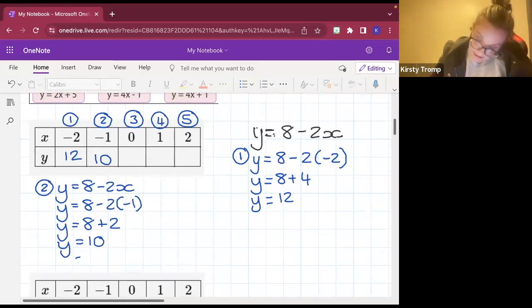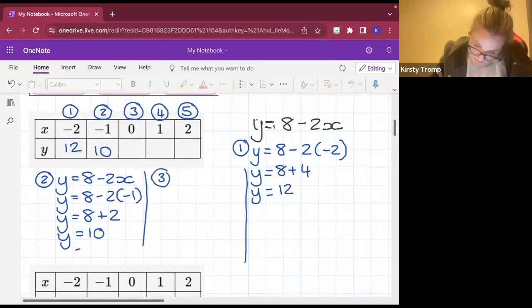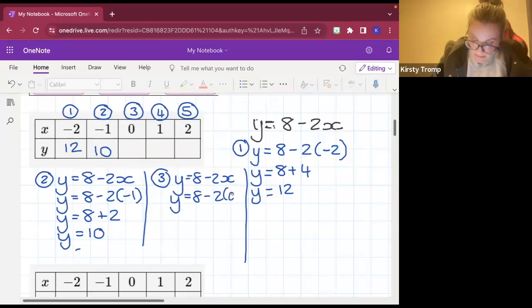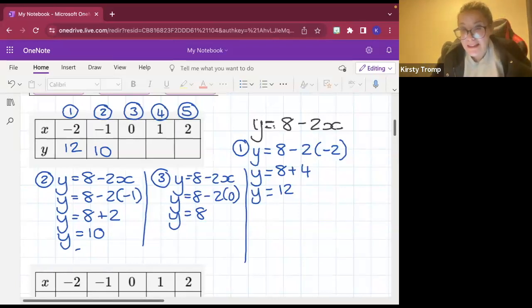Okay, equation number 3. y is equal to 8 minus 2x. So y is equal to 8 minus 2 times 0. Anything times by 0 gives me 0. So I'm going to be left with y is equal to 8 minus 0. So y is equal to 8.